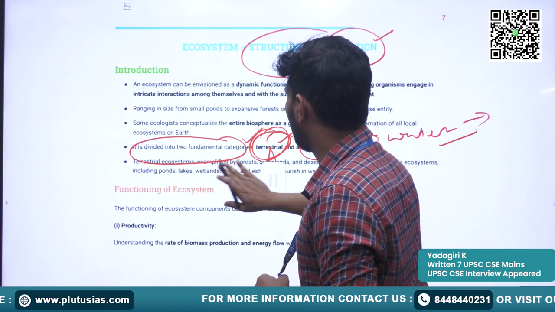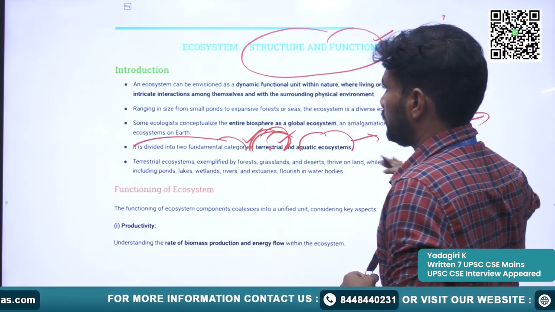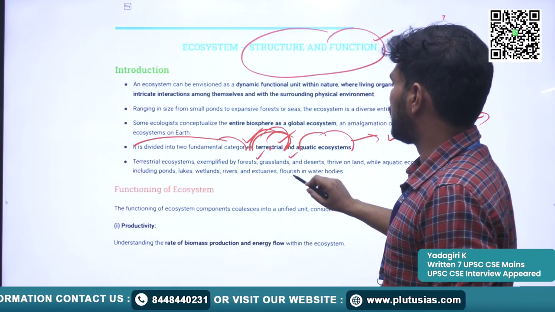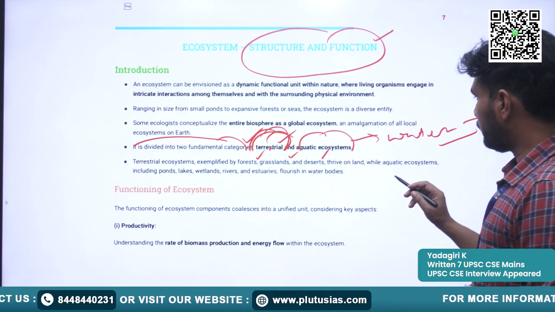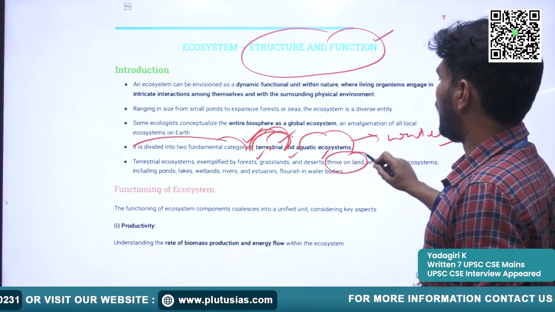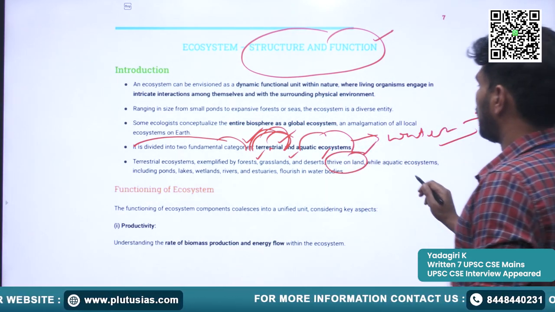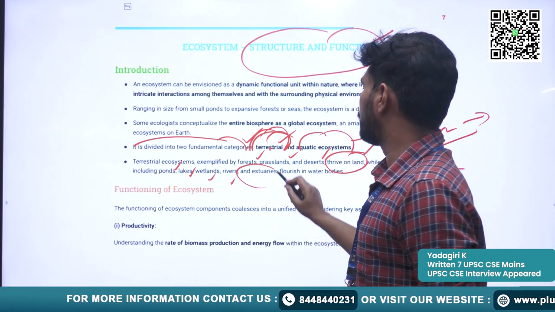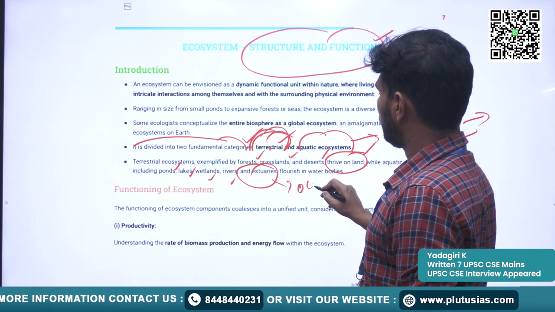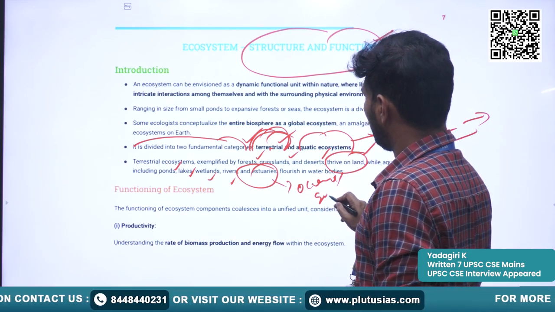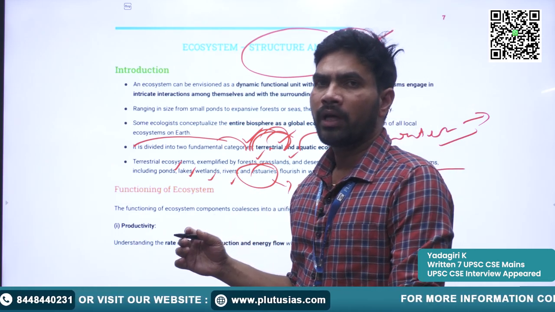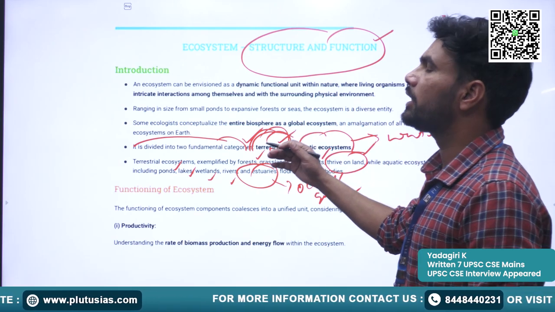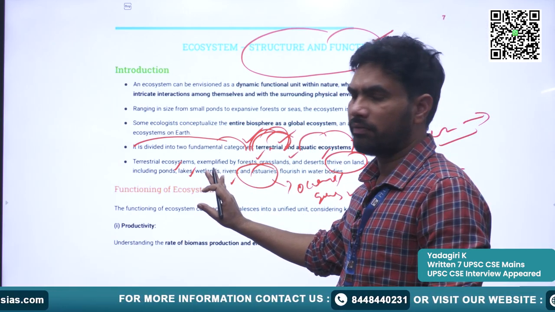So the examples for terrestrial ecosystem are forests, grasslands, deserts. So they thrive on land. These are terrestrial ecosystems. Aquatic ecosystems are like ponds, lakes, wetlands, rivers and estuaries. Basically the oceans and seas are also considered as aquatic ecosystems, right? So this is one more classification of the environment.